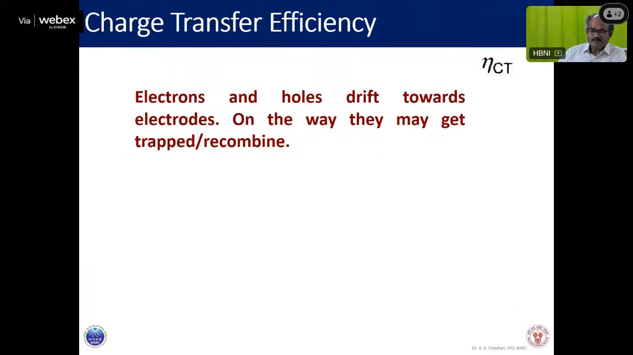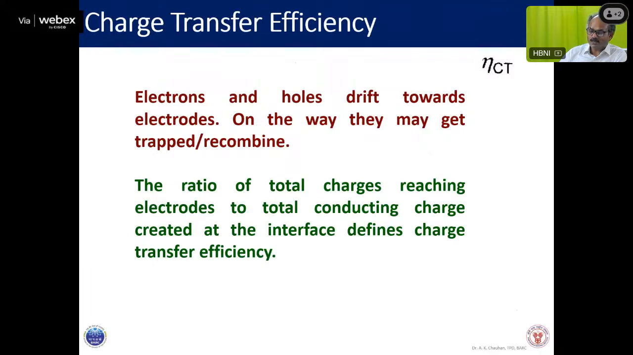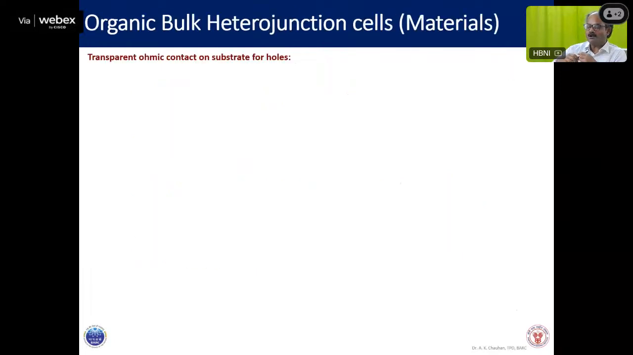Then charge transfer efficiency is defined as electron and holes drift towards electrodes. On the way, they may get trapped or recombined. That is another kind of recombination. So the ratio of total charge reaching the electrode to total conducting charge carriers created at the interface defines the charge transfer efficiency. So now you have all kinds of efficiencies. You multiply them with each other, and you can get the total efficiency, the quantum efficiency of the solar cell.